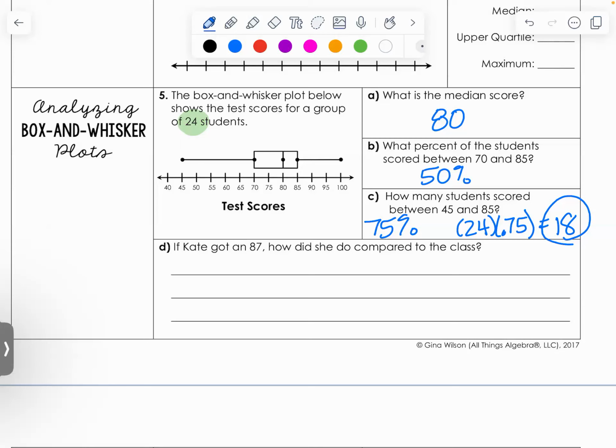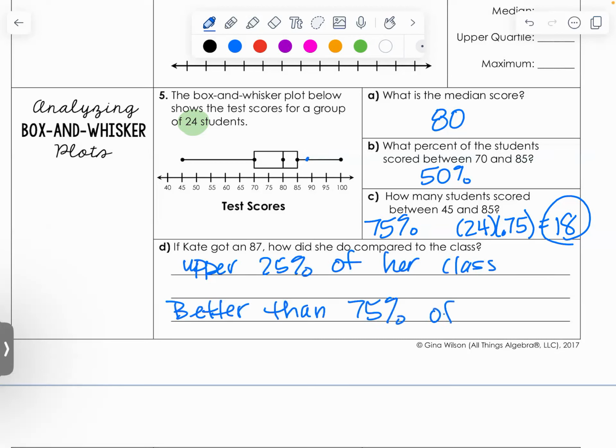How do you solve what? Okay, Kate got an 87. Where would she be? Okay, she's in the upper 25% of her class. Okay, so she scored better than at least 75% of her classmates.